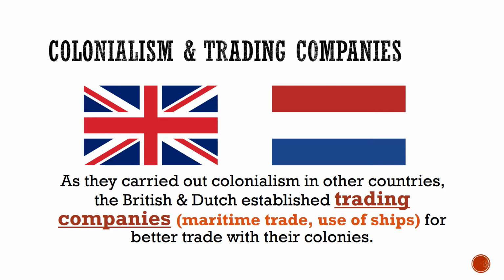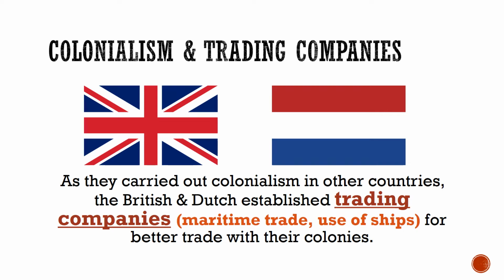We're going to move on and talk specifically about trade and how the British and Dutch conducted trade during their time in Southeast Asia and the countries around here. When they carried out colonialism in other countries, the British and the Dutch established trading companies for better trade with their colonies. So what are these trading companies? Later on I will brief you through it.